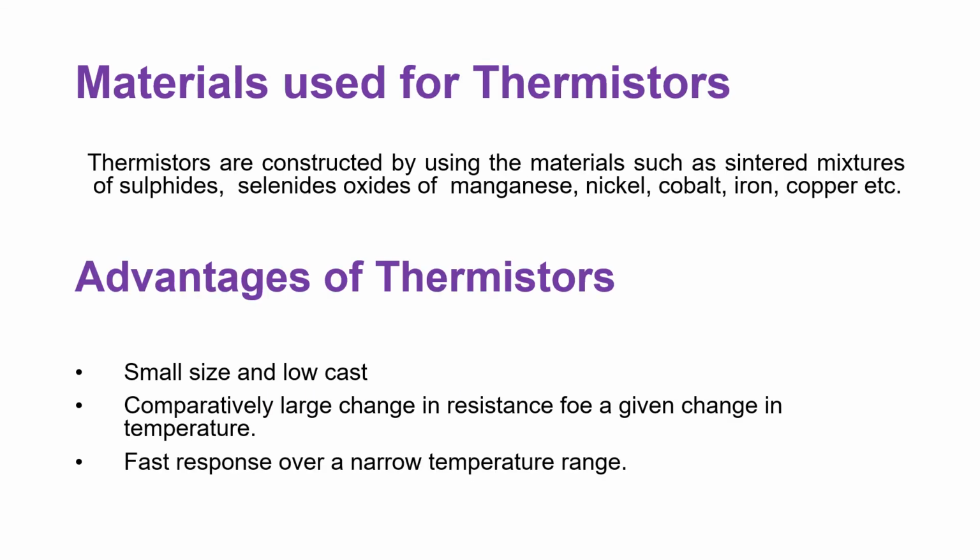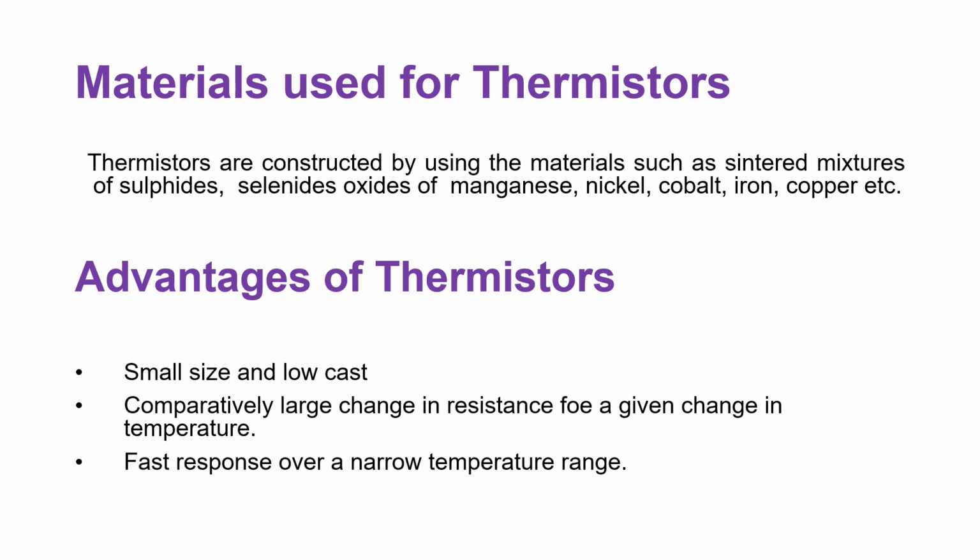Then which are the different materials used for the construction of a thermistor? Thermistors are constructed using materials such as mixtures of sulfides, selenides and oxides of manganese, nickel, cobalt, iron, copper, etc. All these semiconductor materials are used in the construction of thermistors, and all of them have a negative temperature coefficient.